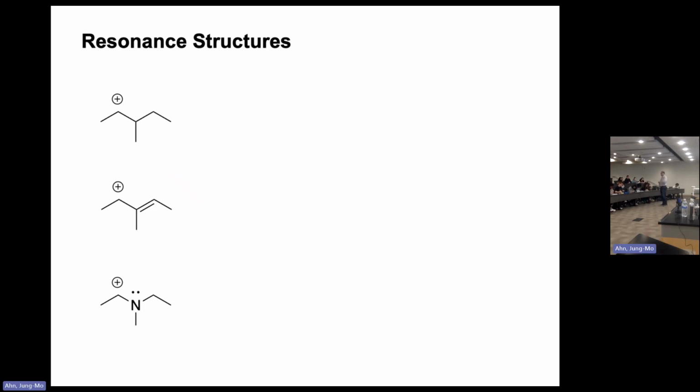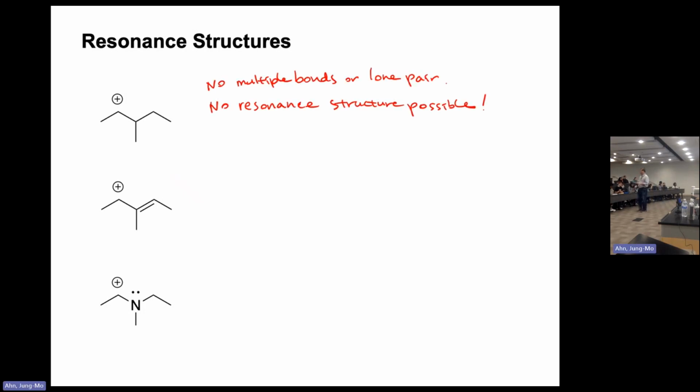How many people think yes? Even all of you think no? I mean, except you. Actually, resonance structure cannot be drawn. There is a vacancy here, but around it there's no lone pair, no multiple bonds. So there's nothing to move. So no resonance structures can be drawn.